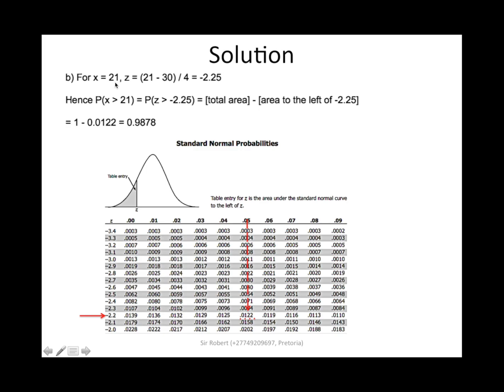So for B, x is equal to 21. Converting x into z, it's 21 minus 30 divided by 4, we get minus 2.25. So now we want the area that is greater. Remember, I mentioned it before, greater. We want the area that is greater.